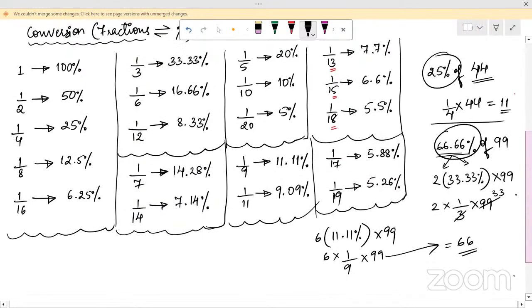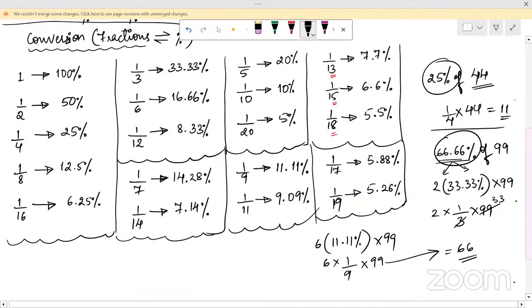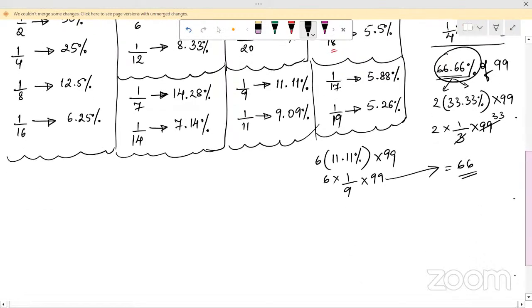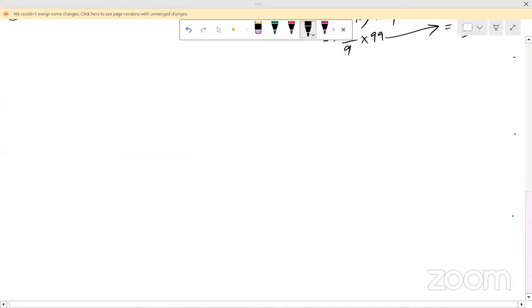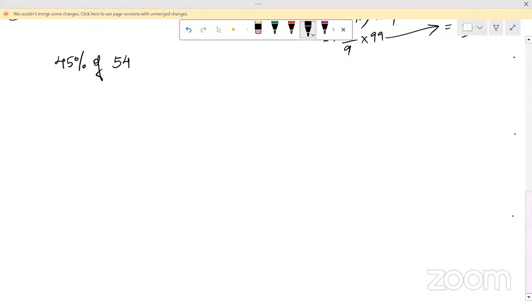Yes. Shall I go down? I think you have taken a screenshot, correct? Shall I go down? I can't write it in so much space. Yes, sir. Okay. Wait a moment. 45% of 44.